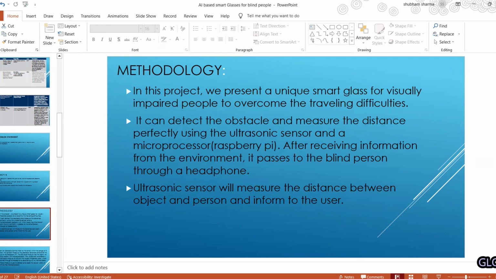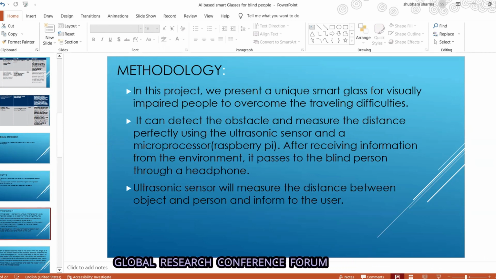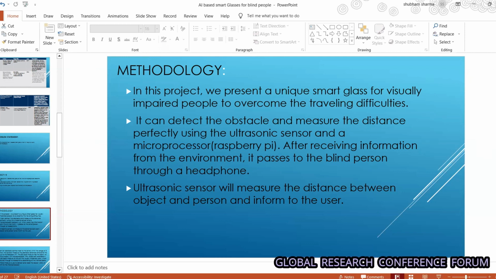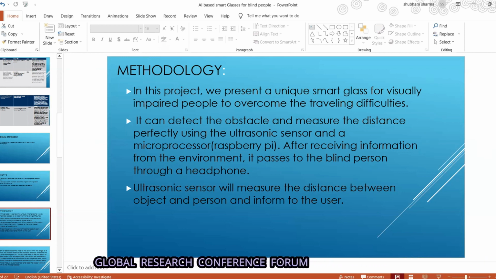So now we will discuss the methodology, how this complete project will work. In this project, we will use a Raspberry Pi, camera module, and ultrasonic sensor. Using these, we will design one component. So how will this project work?